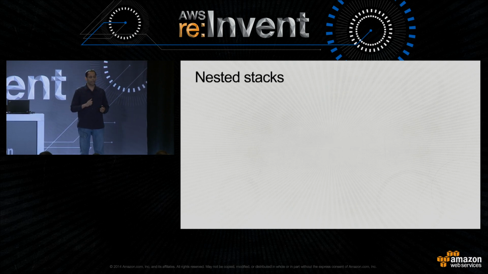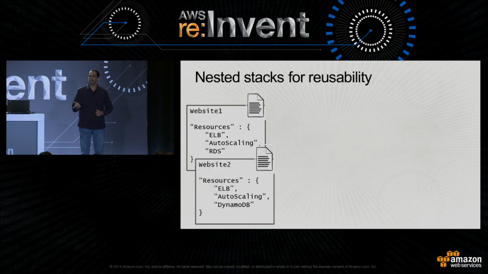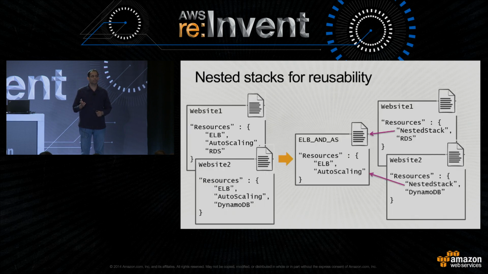A prime use case for nested stacks is reusability. To take an example, let's say you have lots of websites which follow a common pattern, a common load balancing and auto-scaling pattern.